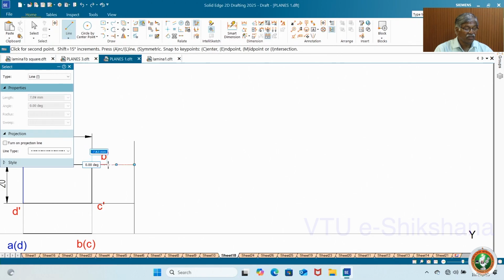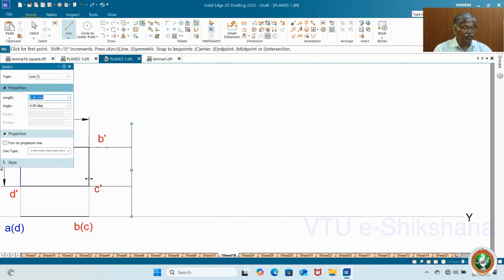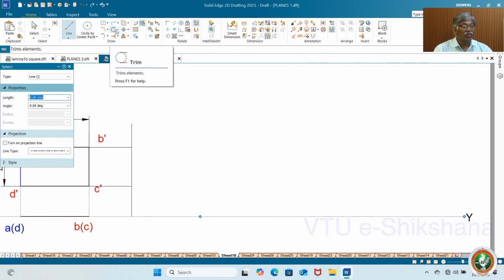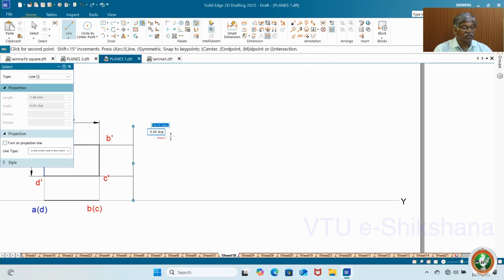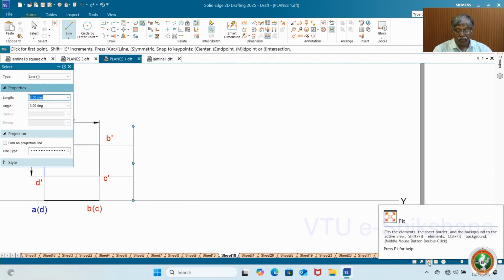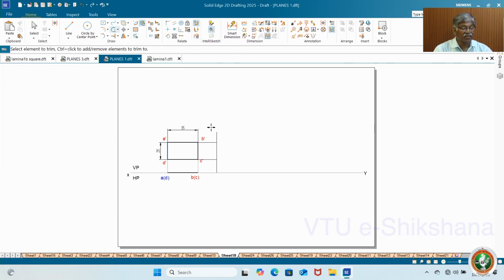Whether it is a projected line, yes, it is a projected line, and everything is intact, no problem. You can draw a line first, then project up to that. Okay, that can be done. Now trim the portions. Sorry. Take trim, then remove the extra thing.